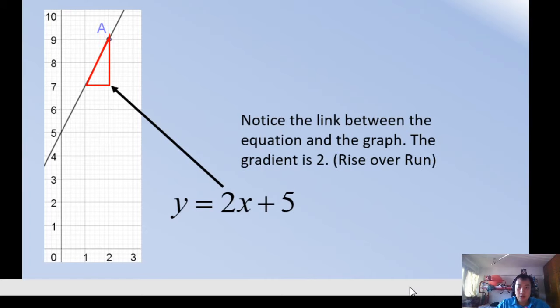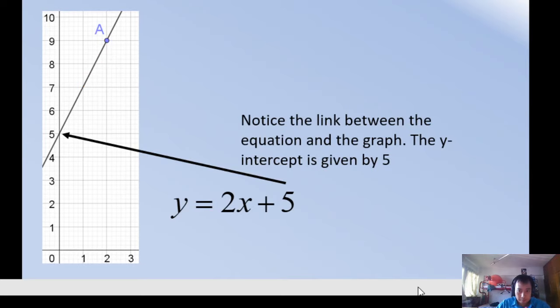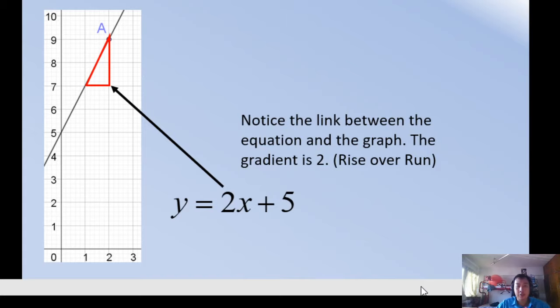Okay, so this is the link between the equation and the graph. So if our equation of a line is y equals 2x plus 5, the y-intercept is 5, and we can see the gradient is 2. When you put these two things together, you get a straight line.